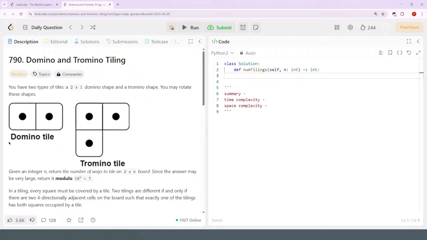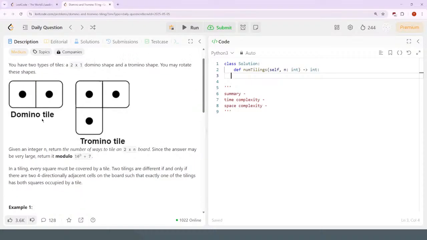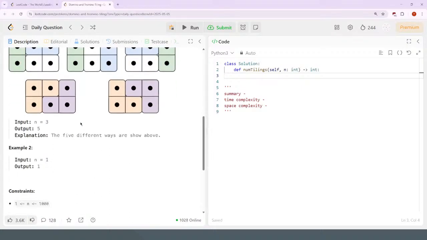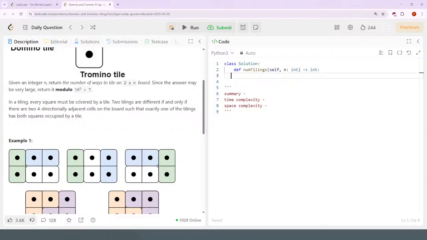Okay, you have two types of dominoes, or two types of shapes, a 2x1 domino and a Tromino. You may rotate these shapes. You're given an integer n, return the number of ways to tile a 2 x n board. This answer may be large. n can be up to 1,000. This is just a mathematical thing, really.